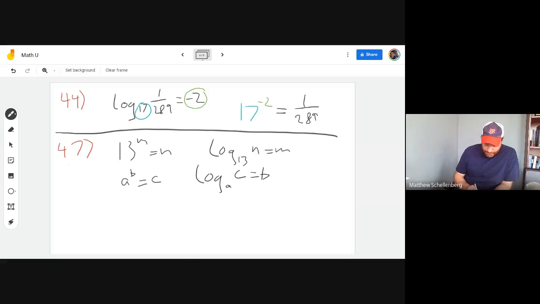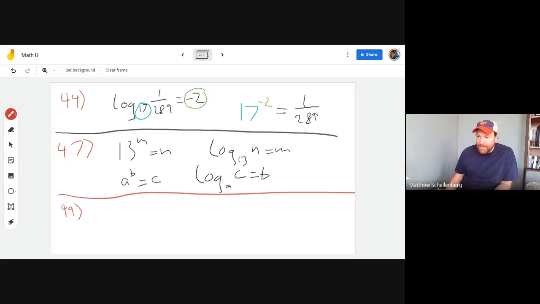Okay, 49. 49 says that the log of u over v with base 4 needs to be rewritten. I hate how my u's kind of look like my v's. It really is not good. But this is where I taught you guys the rule. I said that the log of b over c with base a equals, and it really doesn't matter what the base is as long as it's the same, the log of b minus the log of c with base a.